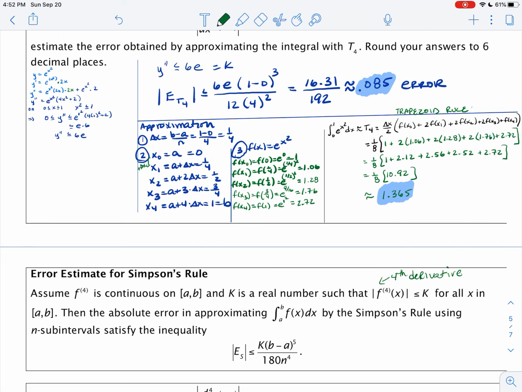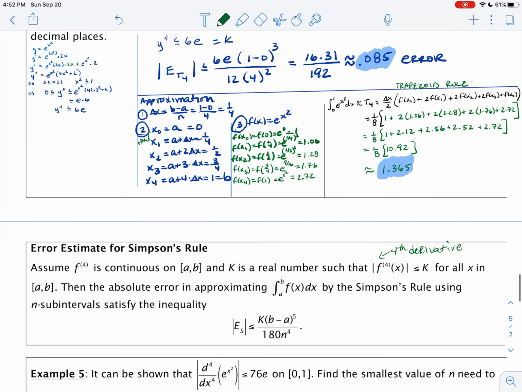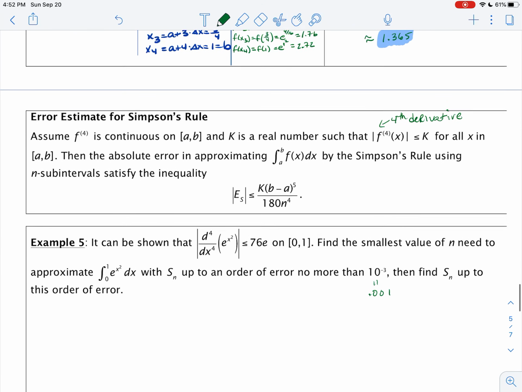Okay, so it might be hard to calculate the error using Simpson's rule because it might be hard to calculate the fourth derivative, especially if you end up getting a lot of product rules after the first or second derivative. And especially if you want to use the extreme value theorem, because then you're going to be using the fifth derivative to find the critical points. But here we go. Let's find the error.